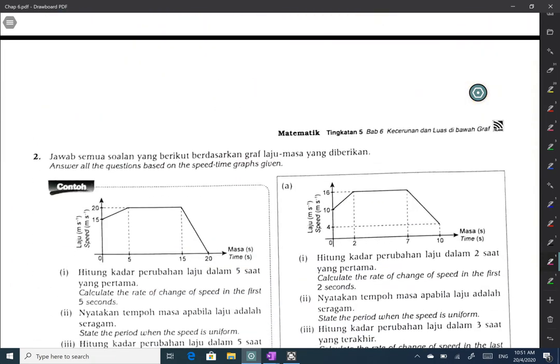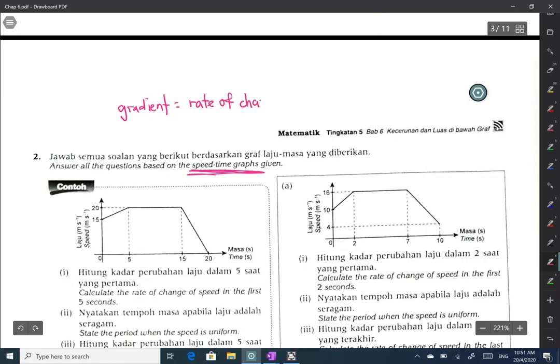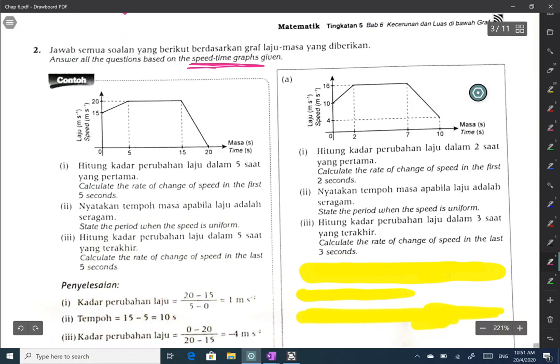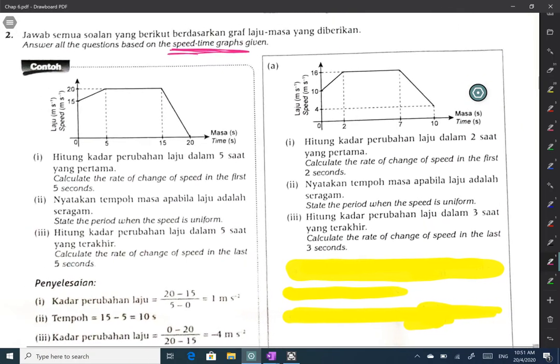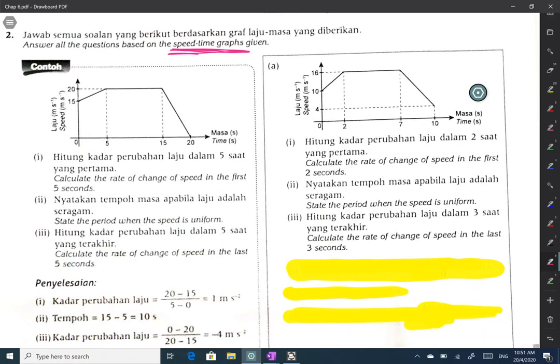Answer all the questions based on the speed time graph. Speed time. Okay, if I say gradient, actually what is the answer that you will get? So you will get the rate of change of speed. Okay, so we look at number 1, A. Calculate the rate of change of speed. Rate of change of speed, that means I want to find the gradient.